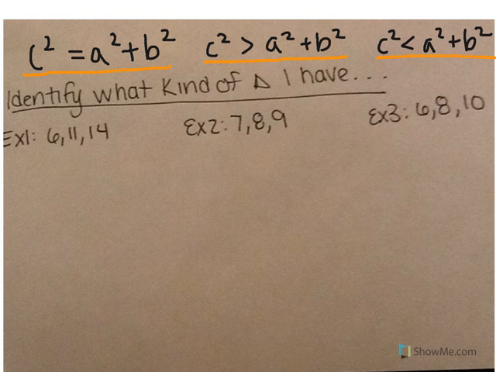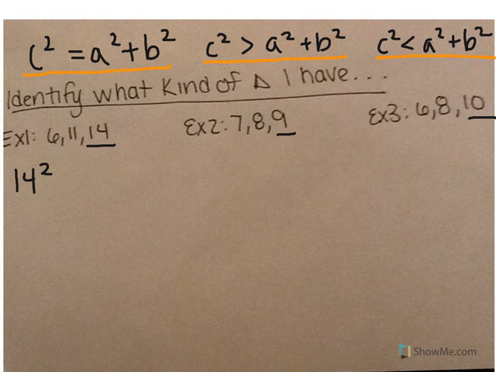In example 1, we have the sides 6, 11, and 14. Now you're probably wondering, how do I know which one is the hypotenuse? Well, since the hypotenuse is always across from 90, it's going to be the biggest side in your triangle if it's right. So you always assume that the largest value is your hypotenuse. So we're going to start with that one.